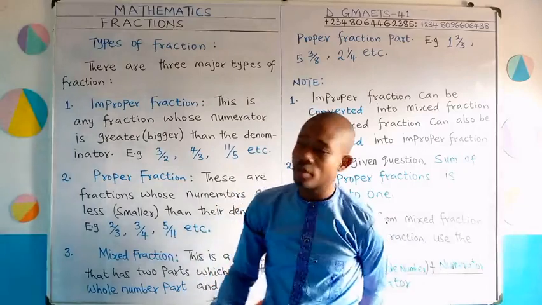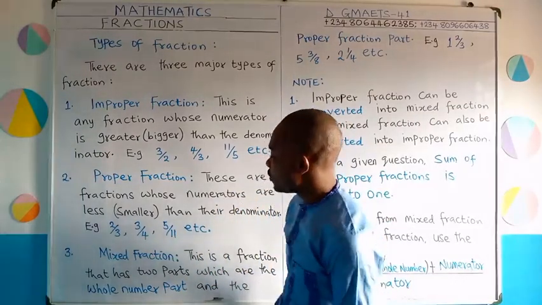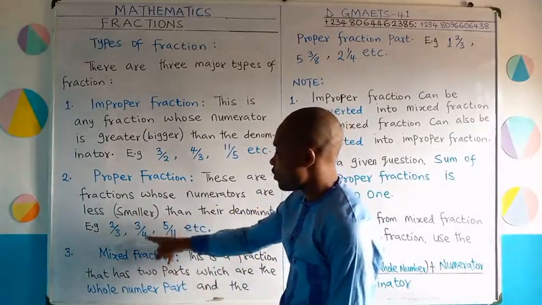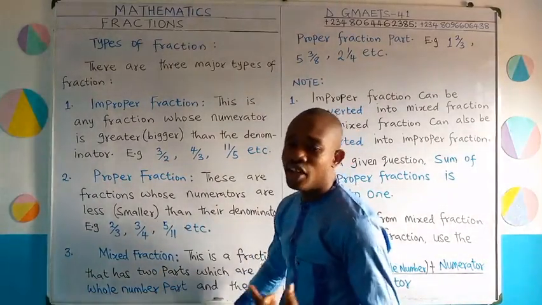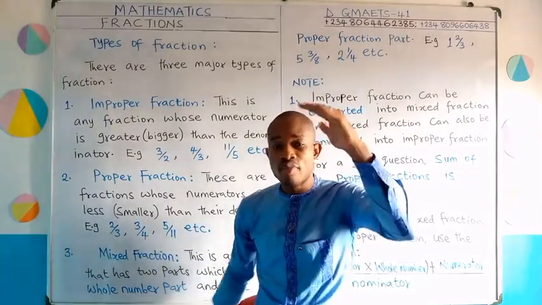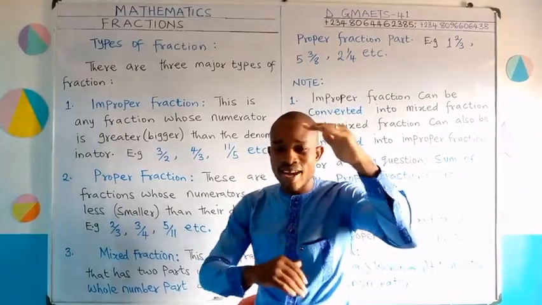We have some of them on the board here. 2 over 3 is proper fraction, 3 over 4 is proper fraction, 5 over 11 is proper fraction. In each of them, what did you notice? The numerator is smaller, is less than the denominator.